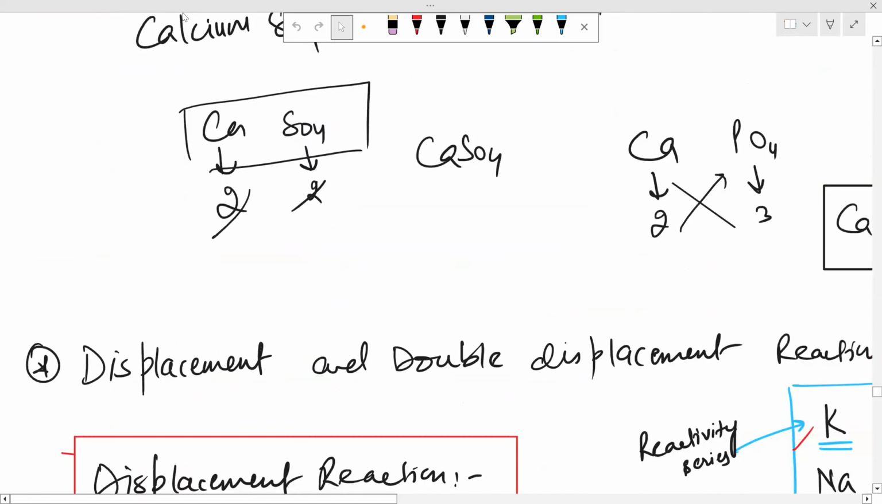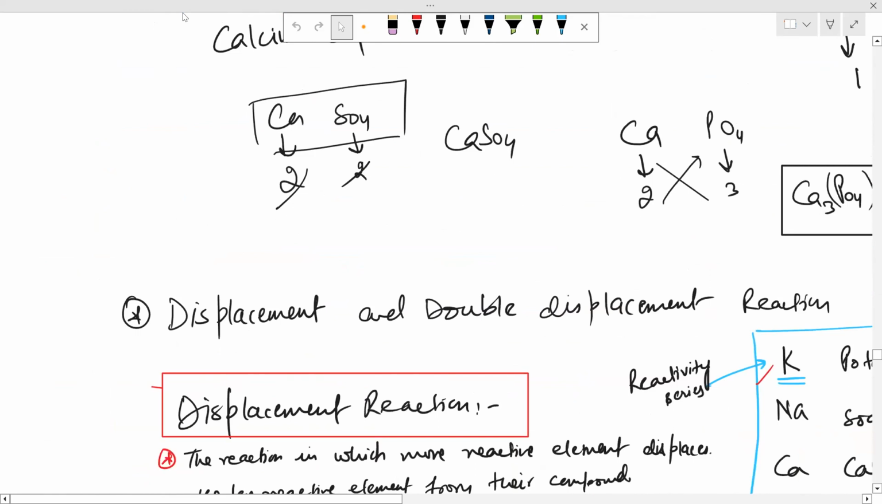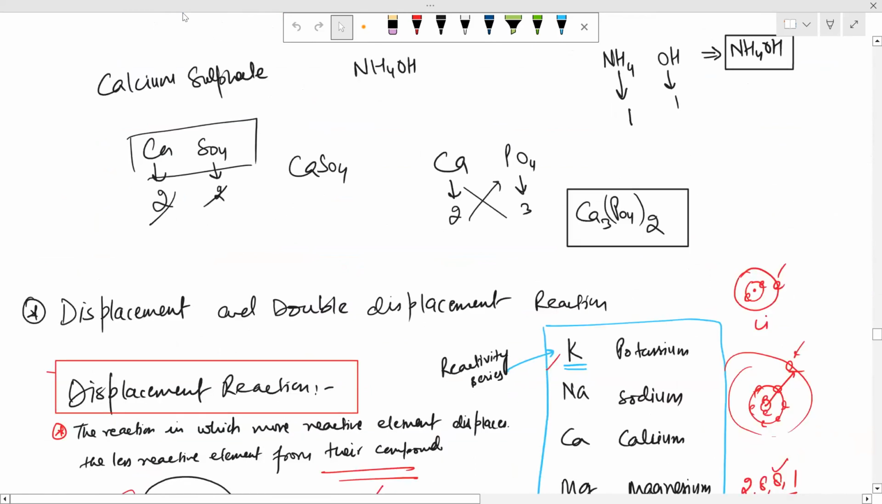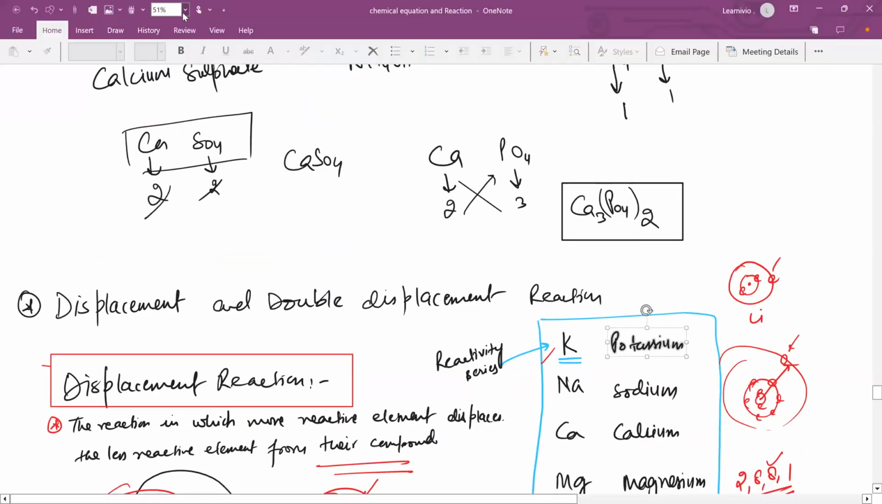In the previous class, we have discussed the exothermic and endothermic reactions. Okay, so note it down.